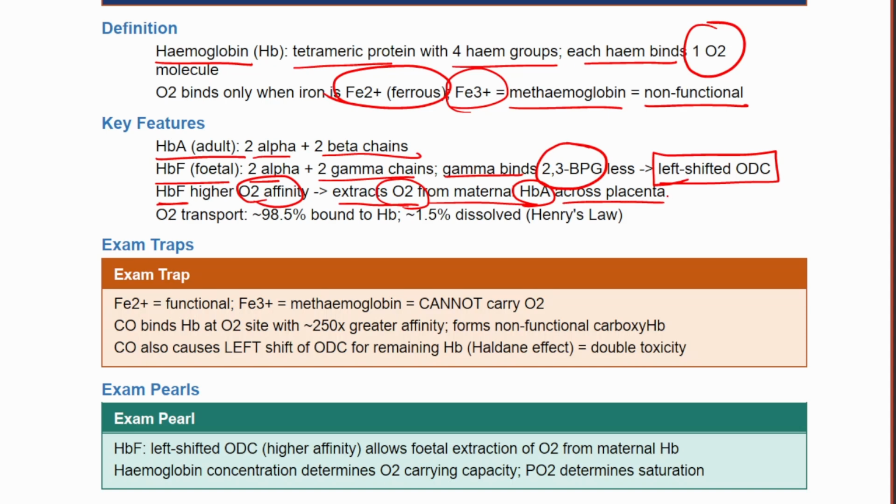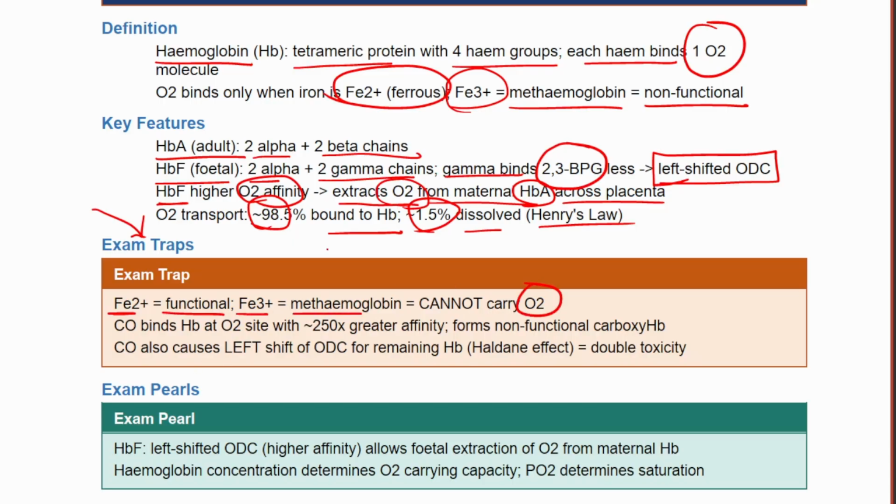across the placenta. Oxygen transport values are highly specific. Roughly 98.5% travels bound to hemoglobin, while only 1.5% travels dissolved in plasma, a physical limit dictated by Henry's law. Pay critical attention to these high-yield exam traps. Do not forget the oxidation states. Fe2 is functional, whereas Fe3 is methemoglobin and cannot carry oxygen.